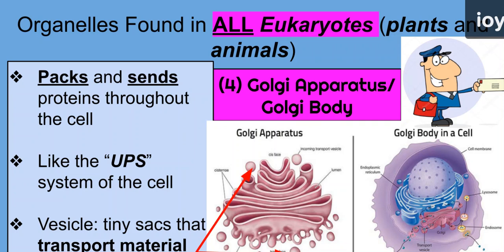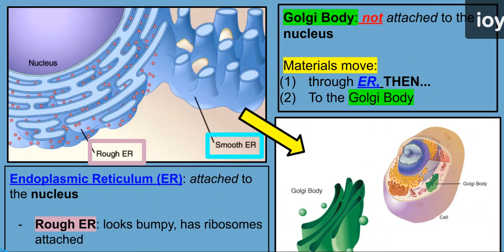So the endoplasmic reticulum will send something off to the Golgi. Once the Golgi receives it, it packages it up, puts on a pretty bow, and sends it where it needs to go. So, how can I tell the difference between the rough ER, or ER in general, and the Golgi? The Golgi is not attached to the nucleus. It's found further off in the body of the cell. The endoplasmic reticulum is found nuzzled up right next to the nucleus.